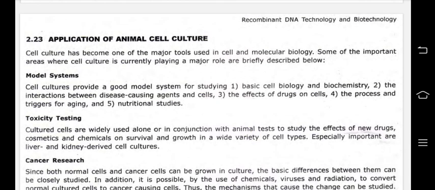What are the applications of animal cell culture? Cell culture has become one of the most important tools used in cell and molecular biology. Some of the important areas where cell culture is currently playing a major role are briefly described below. Model systems: cell culture provides a good model system for studying basic cell biology and biochemistry, the interaction between disease causing agents and cells, the effect of drugs on cells, the process and triggers for aging, and nutritional studies.